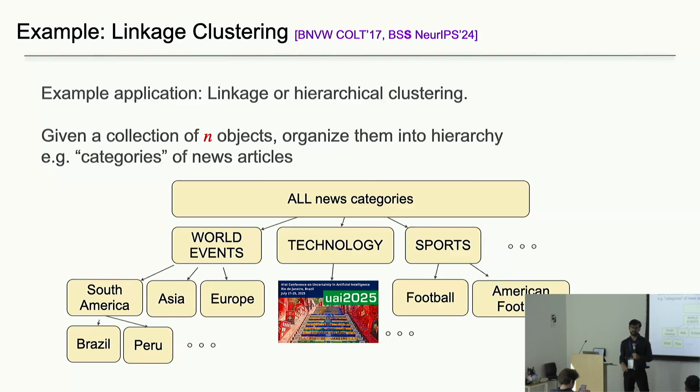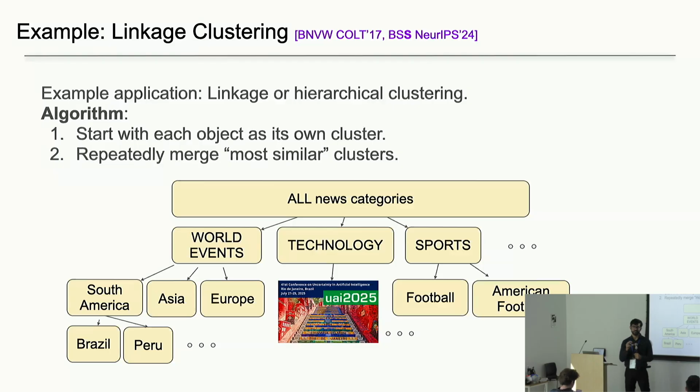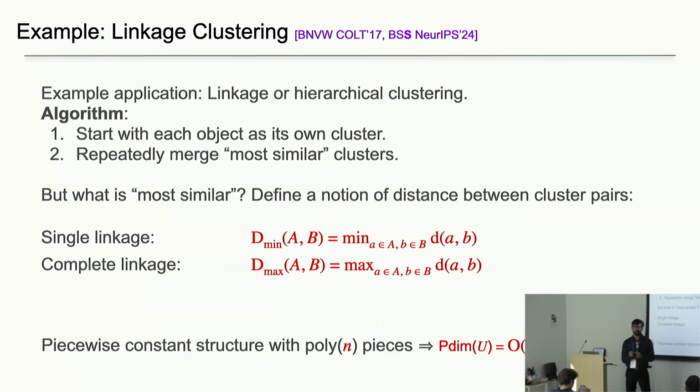for example, you're categorizing news. You do this sort of natural merging process. Anything that's similar will be merged into a group and then a higher level group and so on. So that's a natural approach to clustering. You start with each object as its own cluster and you repeatedly merge the most similar clusters. And then at the end, everything becomes a single cluster. So this is one way to hierarchically cluster objects.